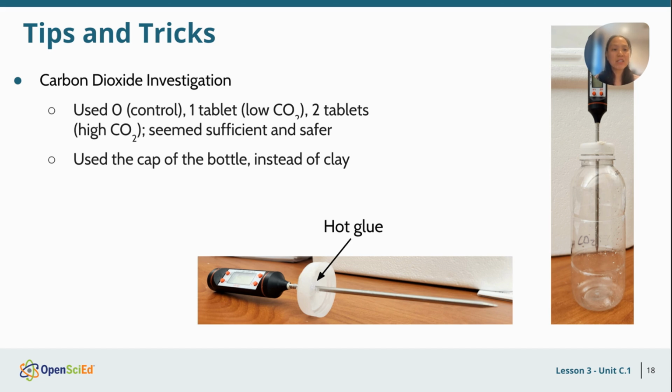After positioning the thermometer, I used hot glue to seal the hole around the thermometer to reduce leakage of carbon dioxide. To generate sufficient carbon dioxide without overpressurizing the bottle, lab groups used one Alka-Seltzer tablet for the low carbon dioxide scenario and two Alka-Seltzer tablets for the high carbon dioxide scenario.